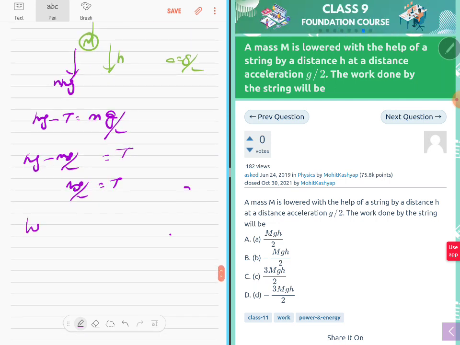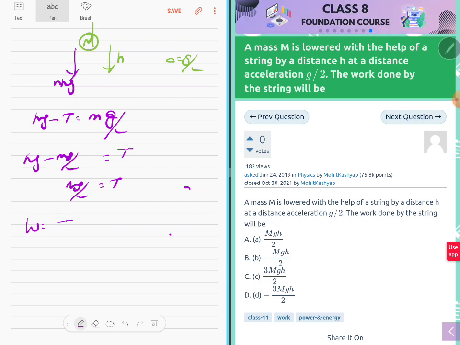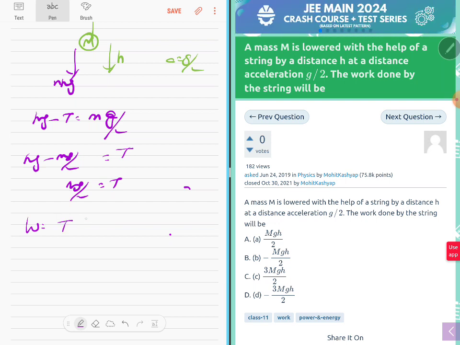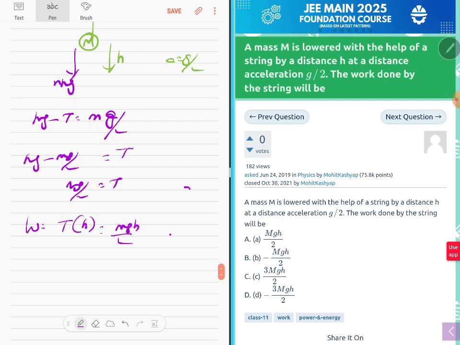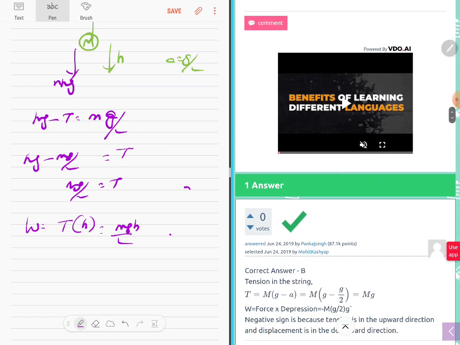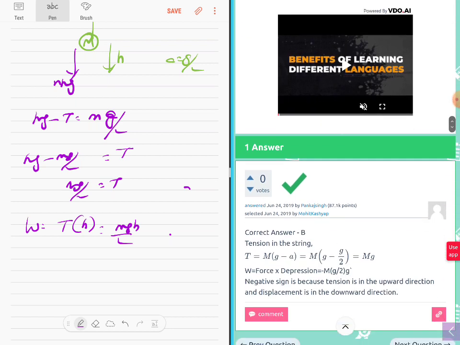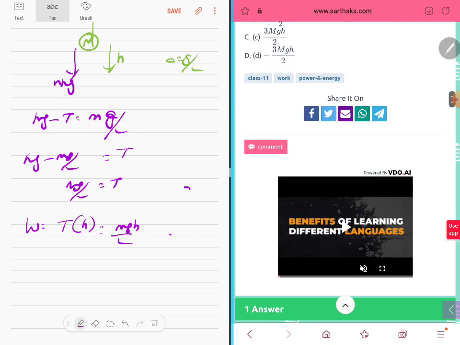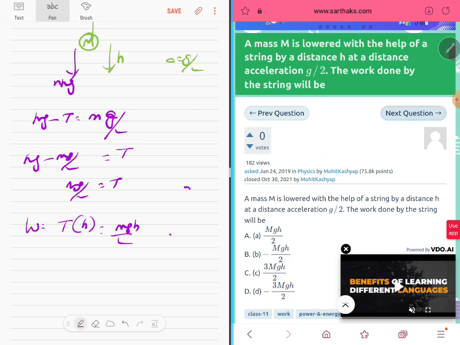The work done in this will be by the string only, by the tension in the string. So it's tension into displacement. The displacement is it's moving through a distance h. So can we say mgh by 2? Is the answer correct? mgh by 2, that must be correct. I think there is some mistake here, but whatever we did is correct. Let's go to next question.